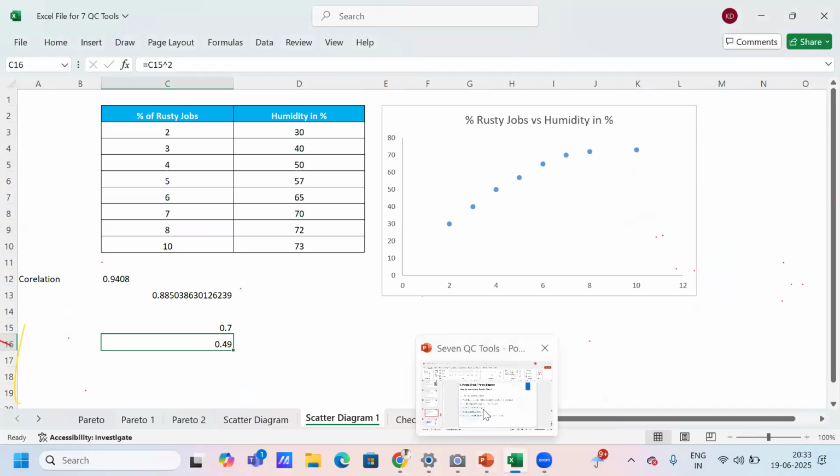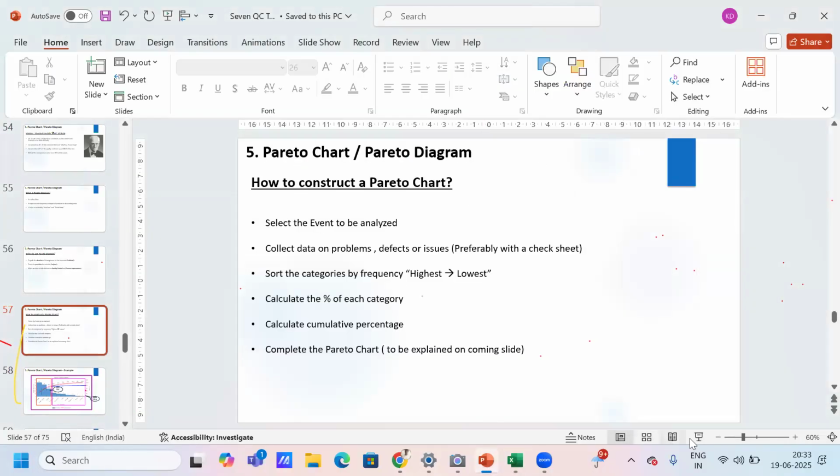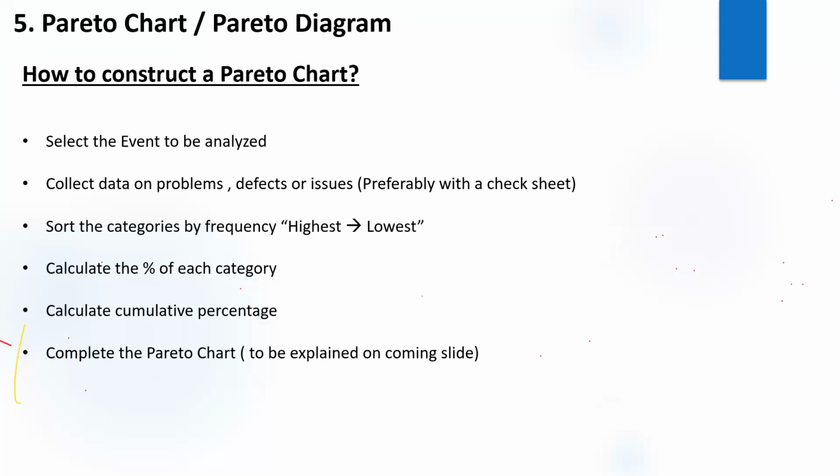So before that, please let me show you how the Pareto diagram looks.